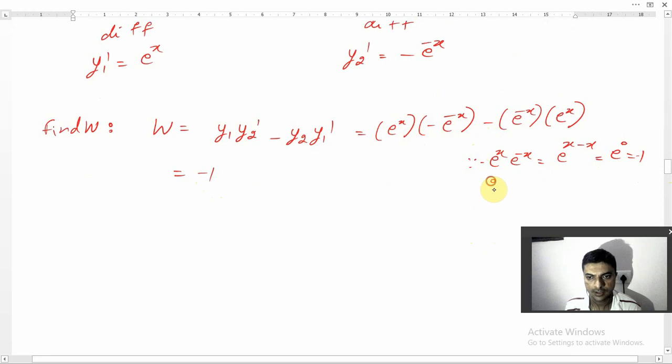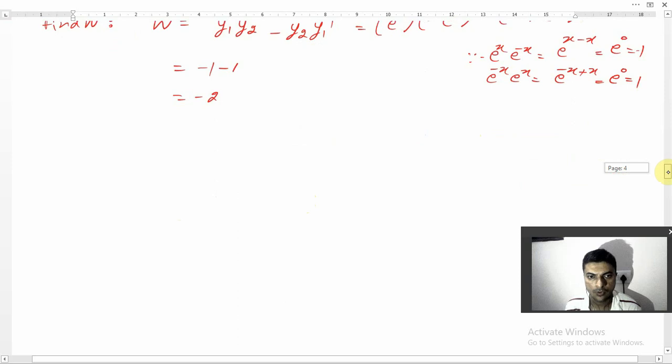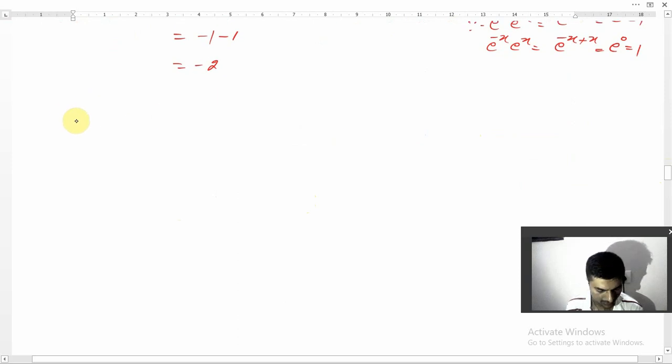Similarly in this, it is e raised to minus x, e raised to x, again it is e raised to minus x plus x, which is equal to e raised to 0, which is again 1. So minus is as it is, minus I will keep as it is. This answer is 1. So directly you can calculate this as minus 2. Very easily you can find out w. Immediately find out next, I think step number 4, finding a dash and b dash.